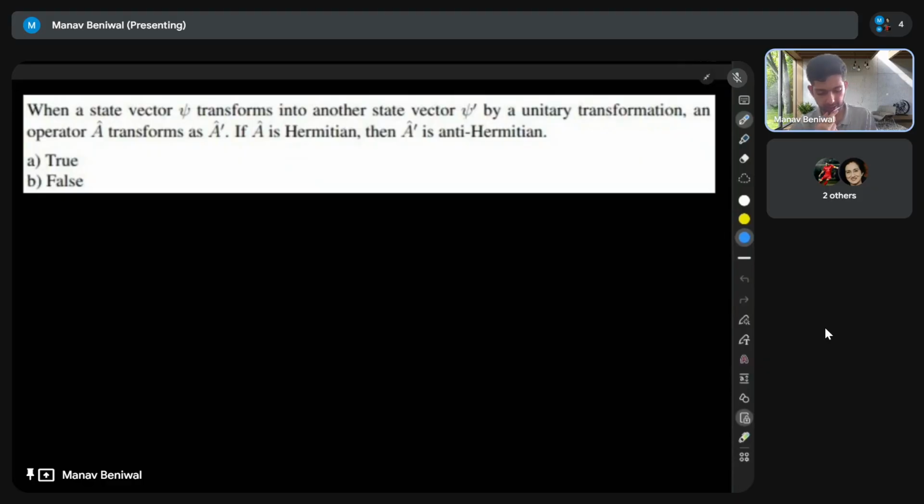We have a state vector psi that transforms into another state vector psi prime by unitary transformation, and an operator A transforms as A prime. Now it is given that if A is Hermitian, then A prime is anti-Hermitian, and we have to tell whether this statement is true or false. So we have to tell if this is true or it is false.